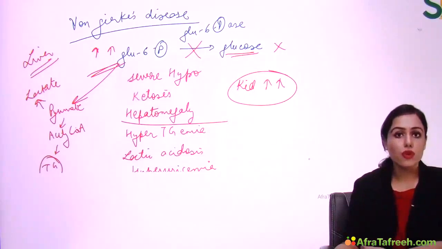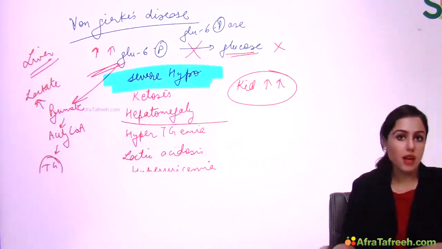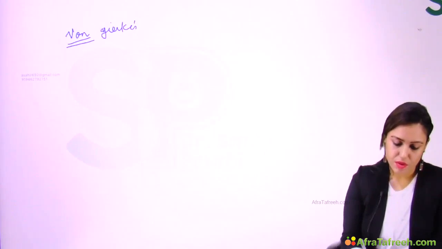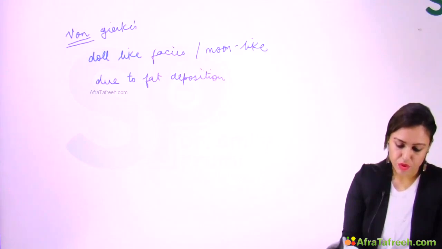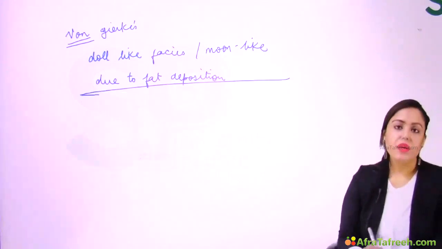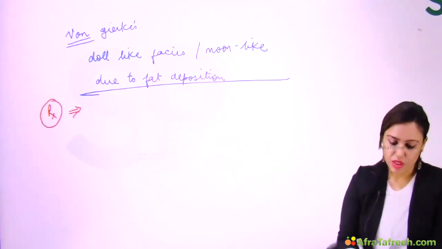All these clinical features of von Gierke's disease are very important, and the most important here is these patients have severe hypoglycemia, right? And also in von Gierke's disease, patients have doll-like faces, doll-like or moon-like faces, due to fat deposition. And now tell me, what will be the treatment of von Gierke's disease?